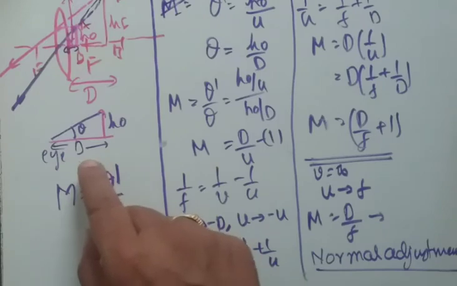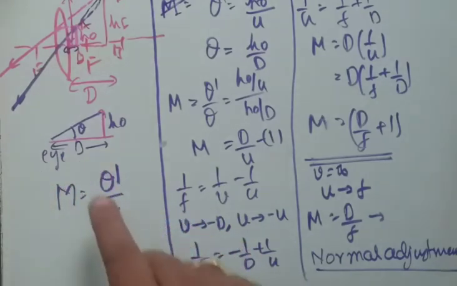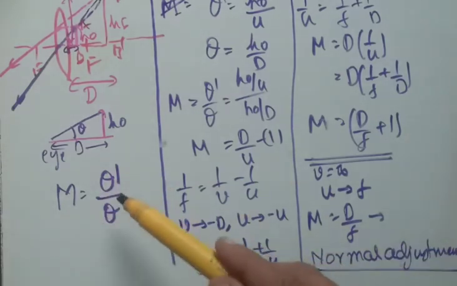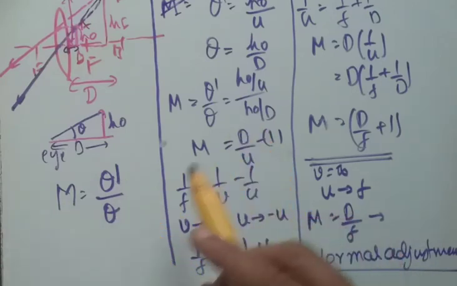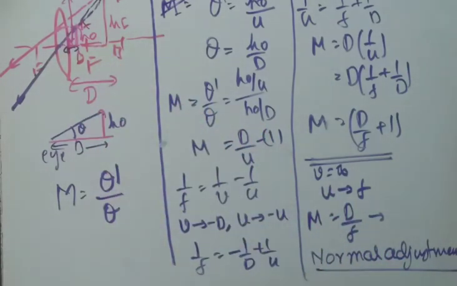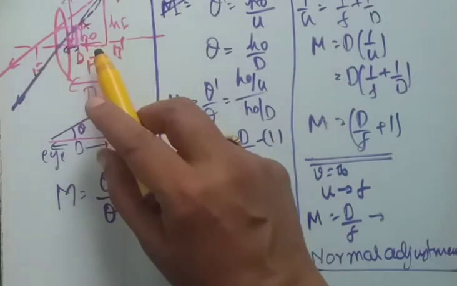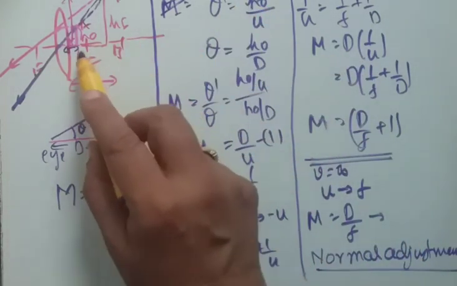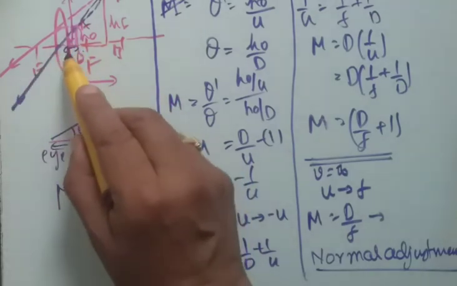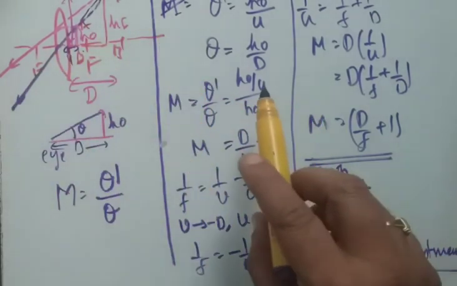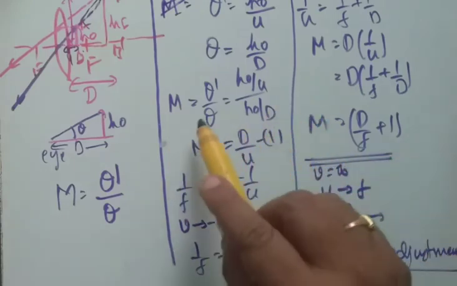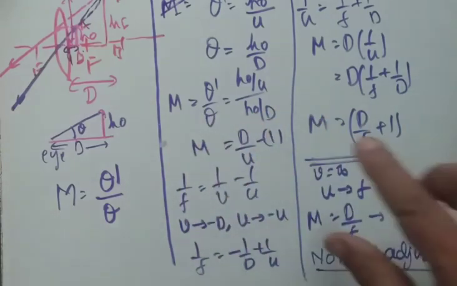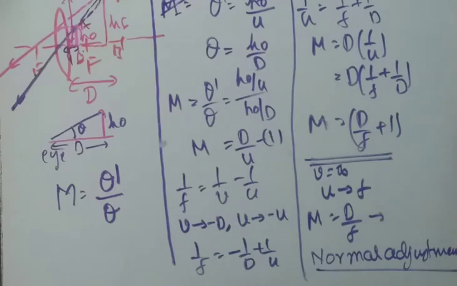At the same time we write the object placed at least distance of distinct vision from eye, which gives us angular size of the object without optical instrument. So according to angular magnification definition, m is theta dash by theta. Now theta dash from the simple microscope figure is h_o by u, because u is object distance from center here, and then theta is h_o by D. Therefore, angular magnification is theta dash by theta, h_o by u divided by h_o by D, m equals D by u if we divide that.